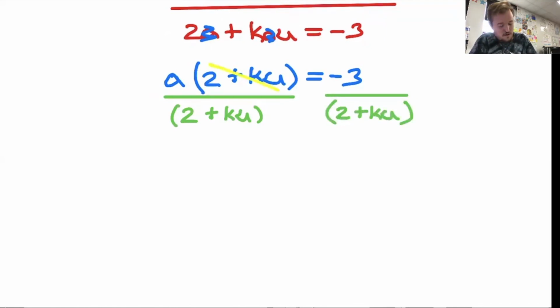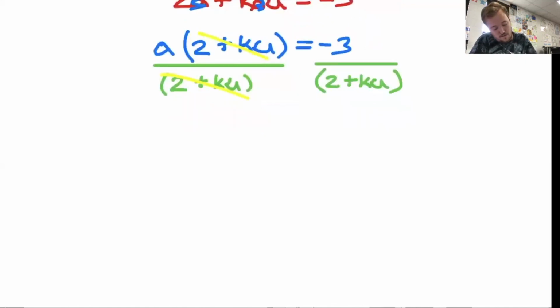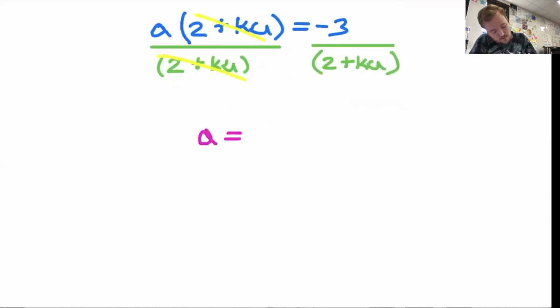So the 2 plus k u, those will simplify. So you have a equals -3 over 2 plus k u.